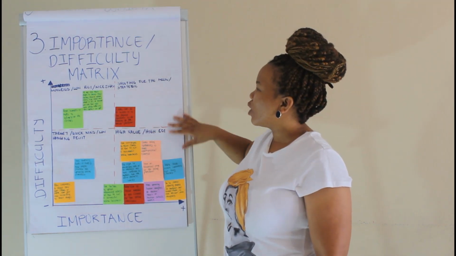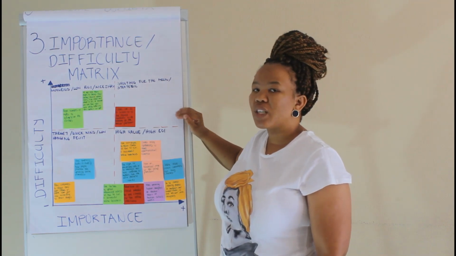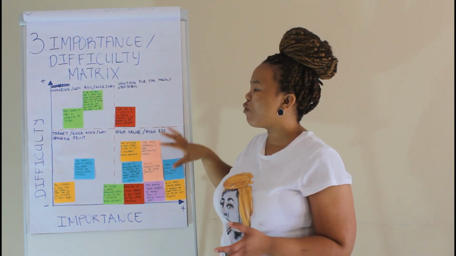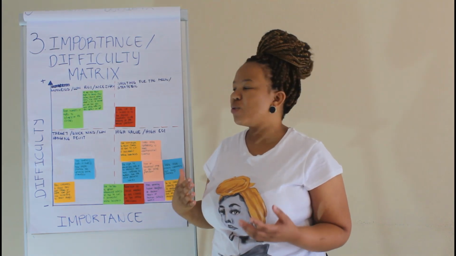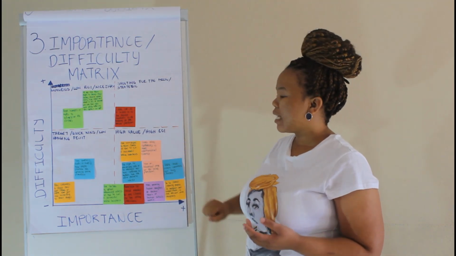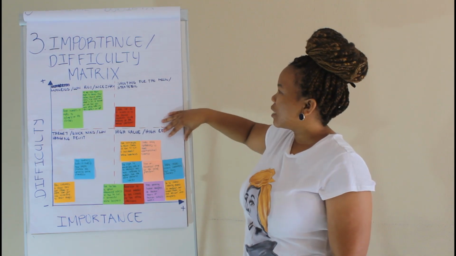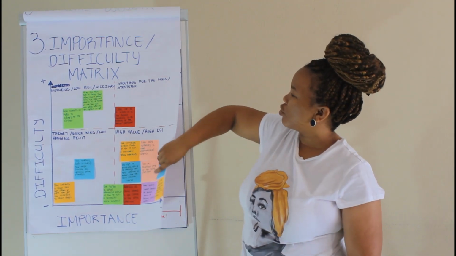So from here onwards, we know what is important and what is difficult to do. You have an idea of which idea to start with, which one is feasible, which one will bring you high return on investment. So there is the importance-difficulty matrix.